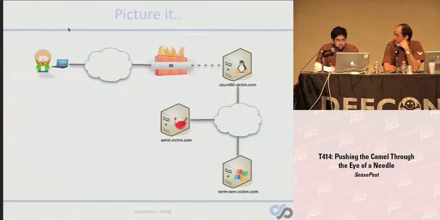So just to paint the picture, we're looking at a network that looks something like this. We've got our attacker sitting down there. We've got access to an Ubuntu machine. And inside of that network, there's a Terminal Server box and an SSH box.